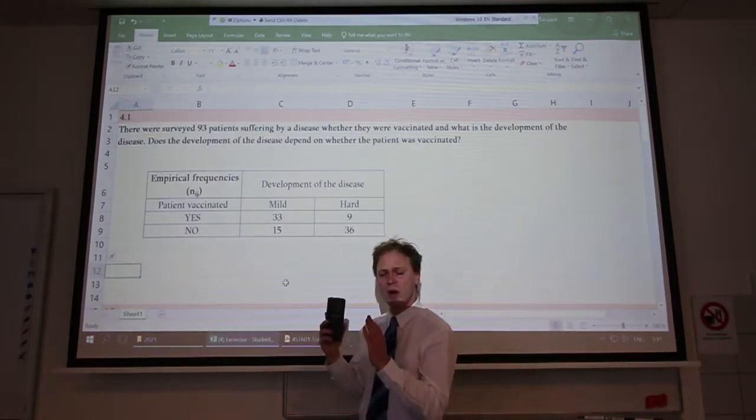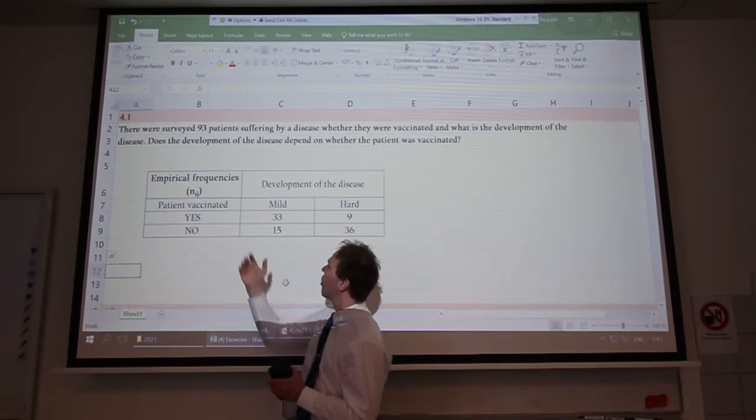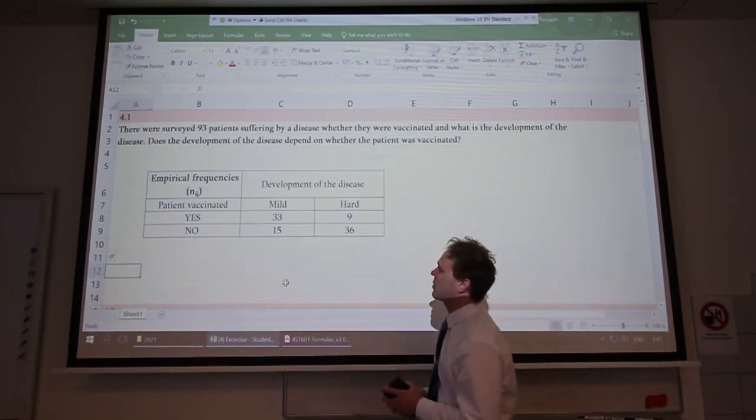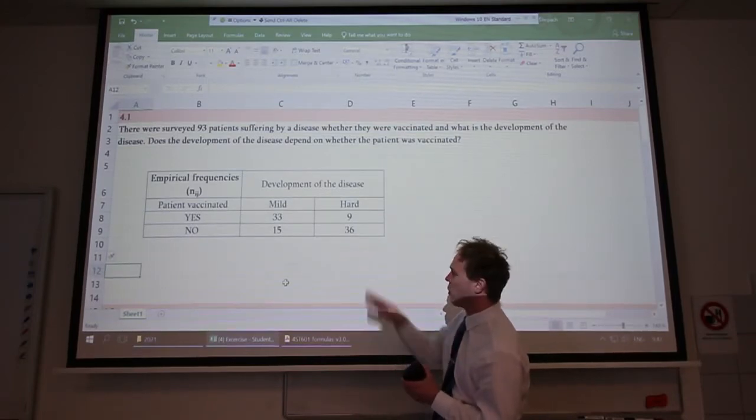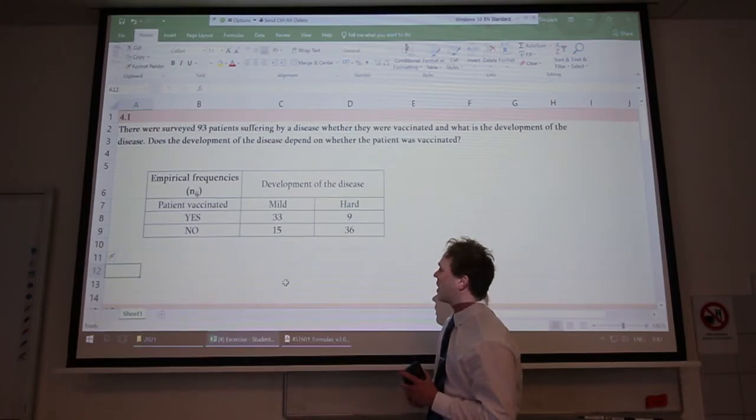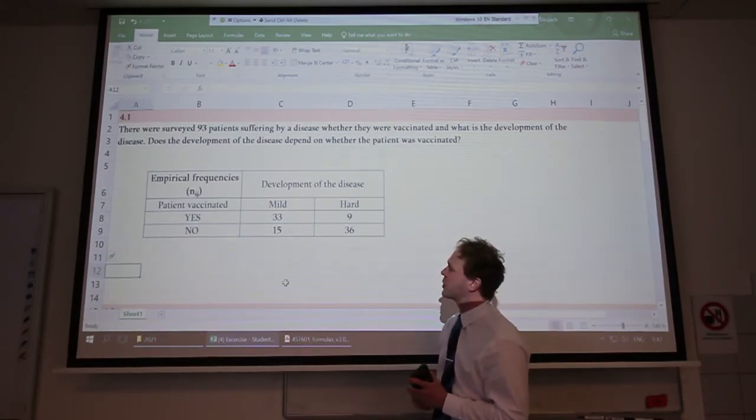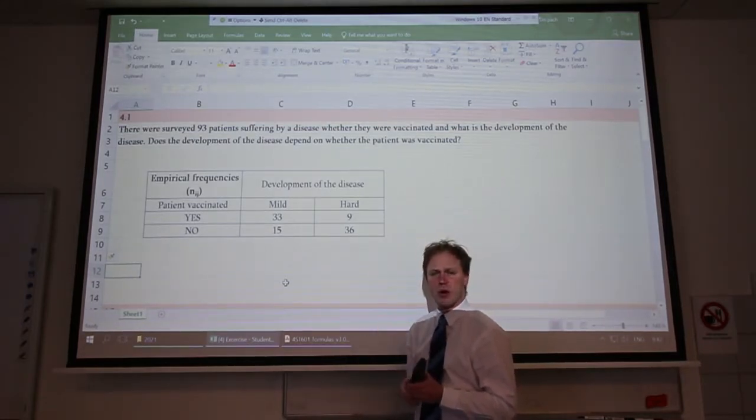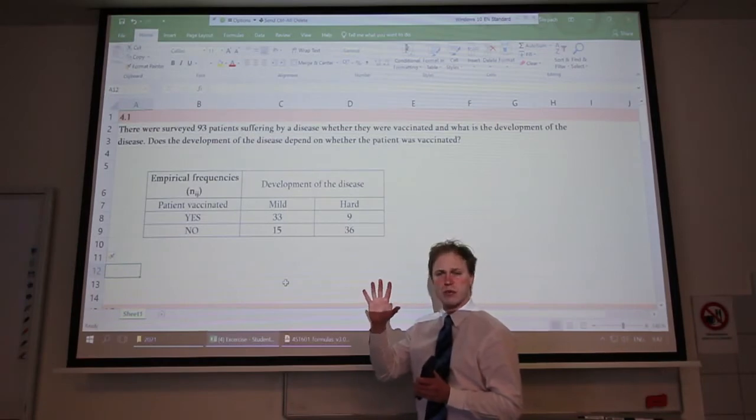We have two variables here. Variable one: the patient was vaccinated, yes or no. And the development of the disease: mild and hard. There we have sorted frequencies n_ij. This table has i rows and j columns, so 2 times 2 is the size of this table. We will calculate the value of the statistic G, and according to this statistic G, we'll calculate two important coefficients, Pearson contingency coefficient C and the Cramer coefficient of contingency V, and we will interpret the results.